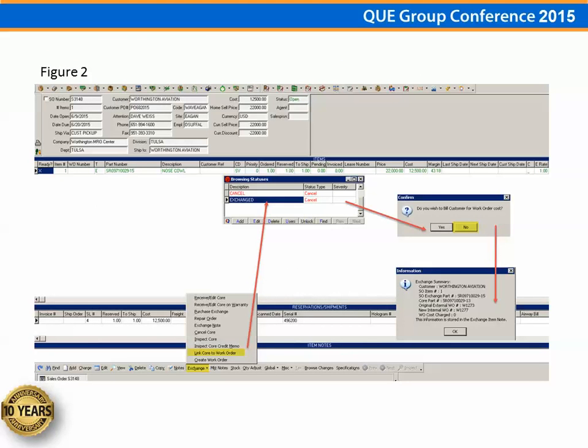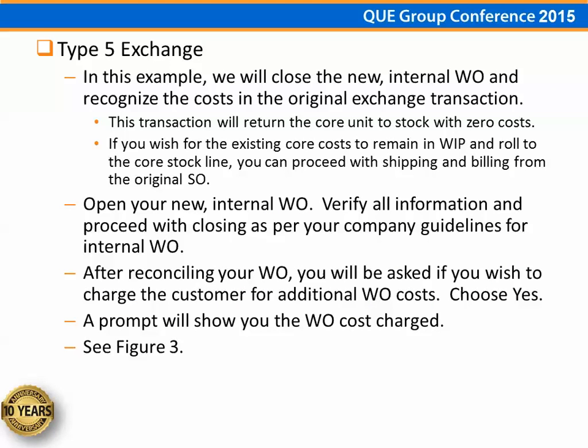And this is kind of a step-by-step flow of what you do there, from your exchange, linking, your status, choose how you're going to bill, and then that screen will show you the details of your external and internal new work order. In today's example, we're going to close the new work order, and we're going to go ahead and recognize the cost in the original exchange transaction, so it's all wrapped into one.